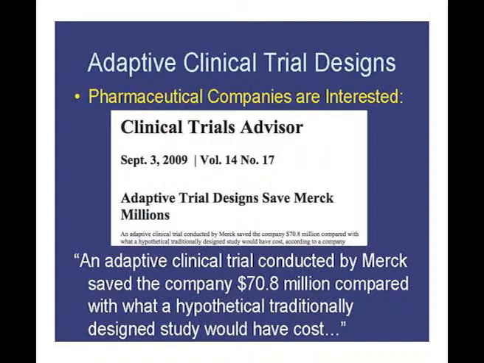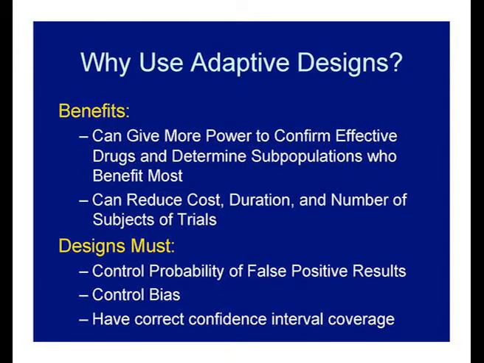So the potential benefits of adaptive designs are you might be able to get more power to confirm effective drugs. What I focus a lot on is you might be able to better determine which subpopulations benefit from a particular treatment by using these designs. And there's potential to reduce cost, duration, number of subjects in the trial.